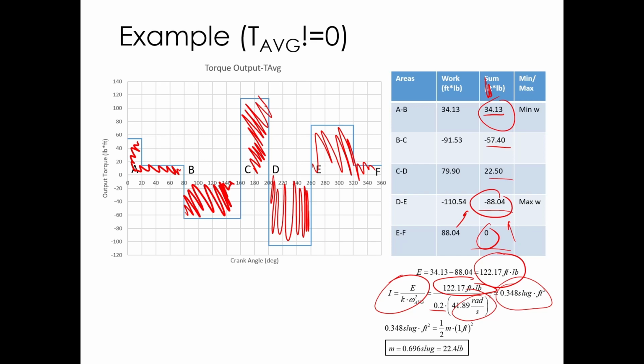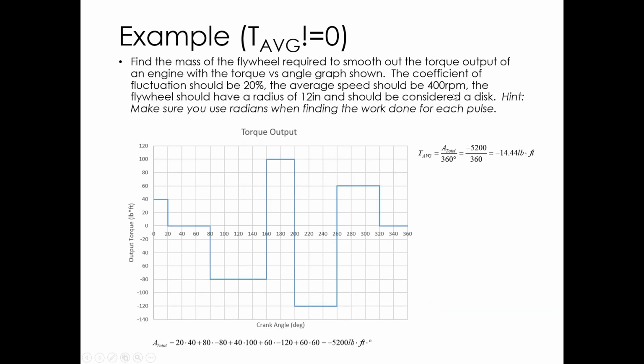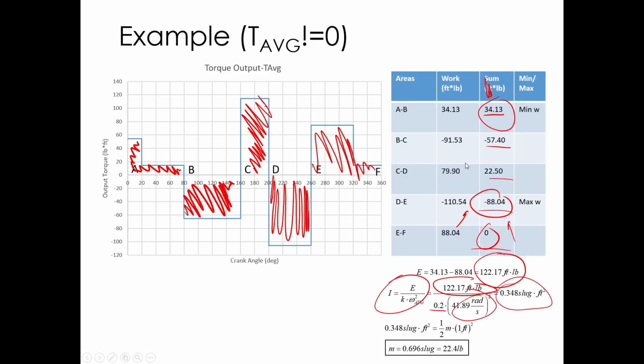From that, I can take my geometry, which in this example was 20% fluctuation, 400 RPM, 12-inch radius, and a disc. So for a disc, I is 1/2 mr squared. I've got a 1-foot radius. I need less than a slug. I need a 22.4 pound flywheel to get a 20% coefficient of fluctuation in this.